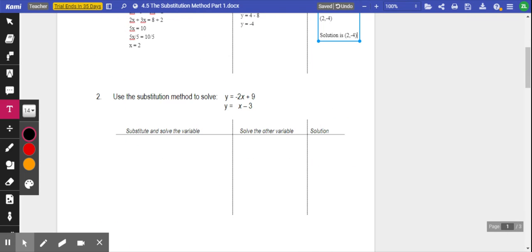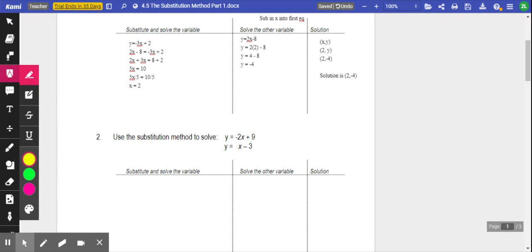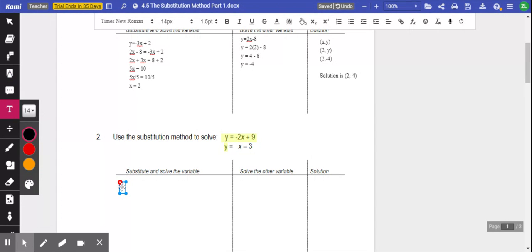Okay. So if we carry on to the bottom one and continue the same steps, our job is going to be to, once again, sub this into the y spot. So we're going to continue over here in this area. Substitute and solve the variable. So we know that y equals x minus 3 being our second equation. And we're going to sub in negative 2x plus 9 equals x minus 3. So all we did is sub in this part here into the y spot in the second one.